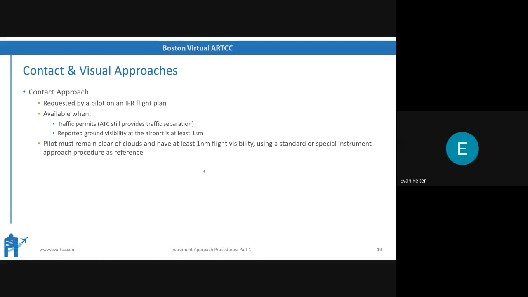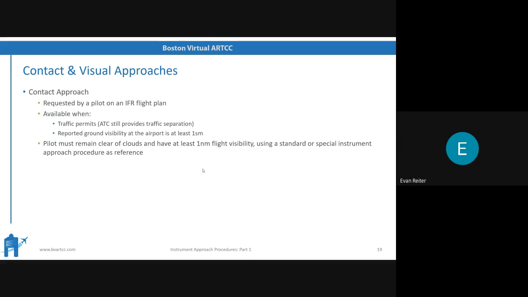This is where a contact approach can be very helpful. So by requesting and getting approval for a contact approach, you can effectively now navigate visually, land on runway 4, assuming everything works out. But if you don't, you have the benefit of being able to legally fly the published missed approach procedure while ATC is still giving you traffic separation.